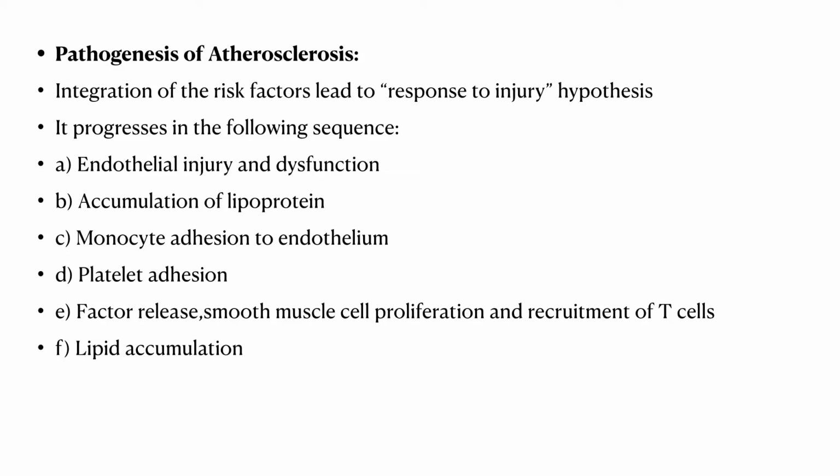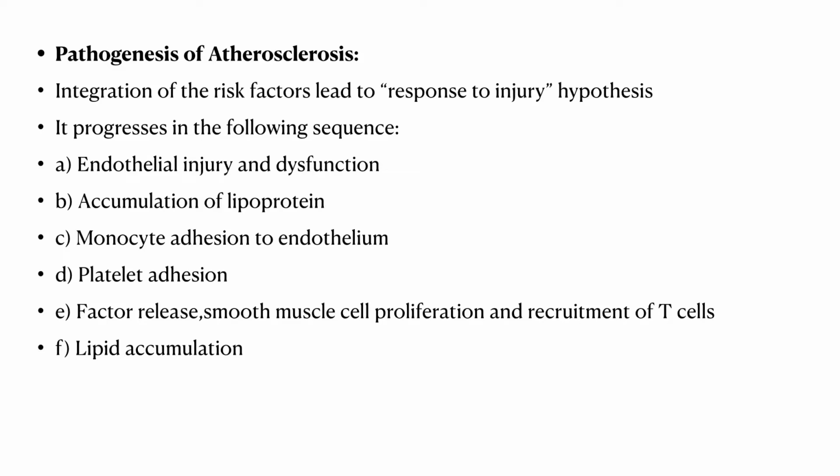Monocytes adhere to the endothelium and move into the intima, where they convert into foam cells. Fourth is platelet adhesion, mainly to the subendothelium. And the fifth is factor release, smooth muscle cell proliferation, and recruitment of the T cells.